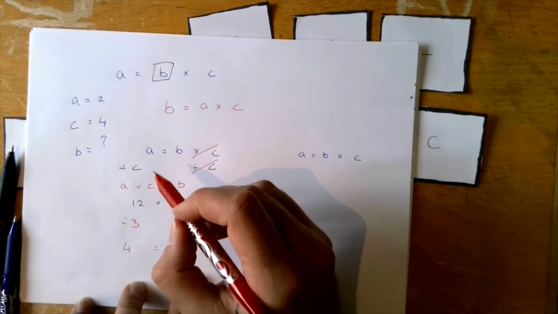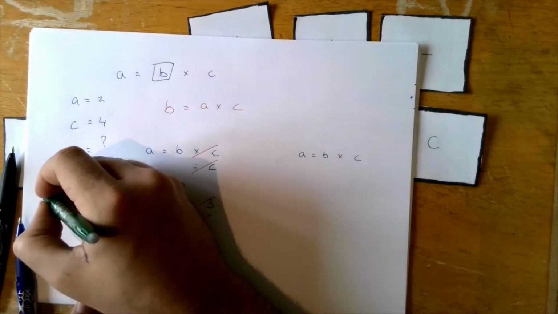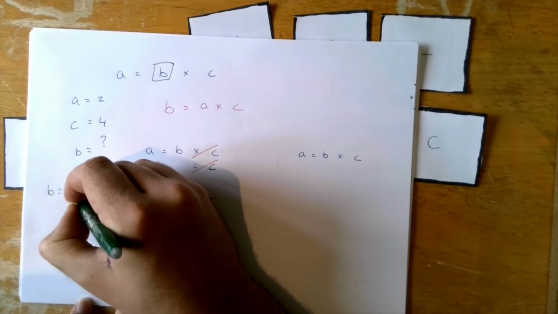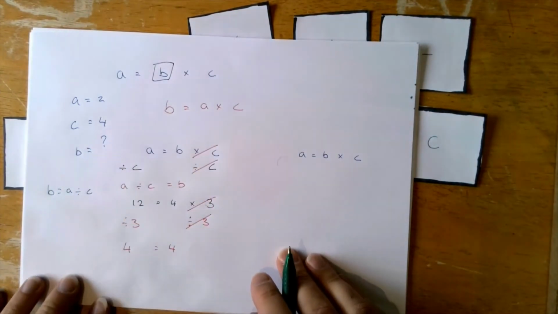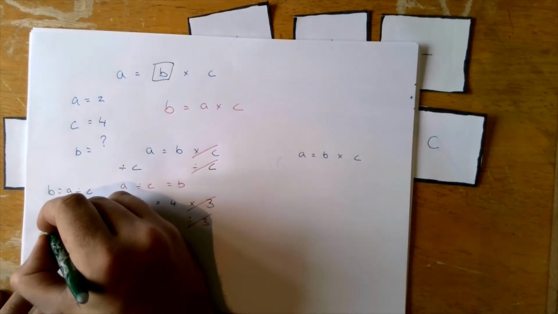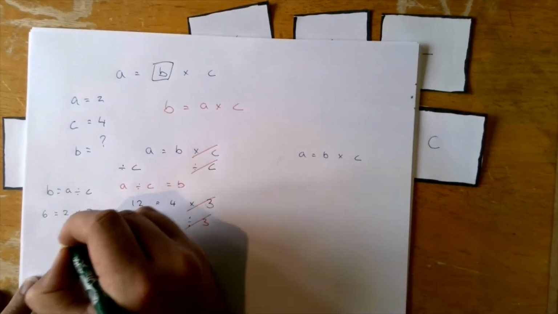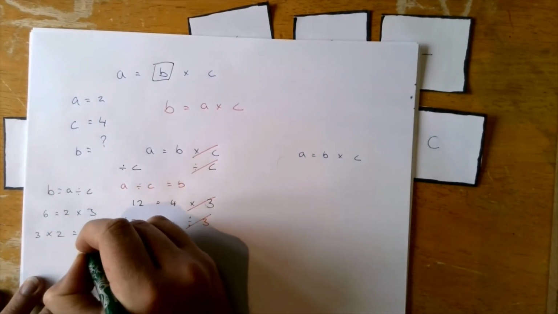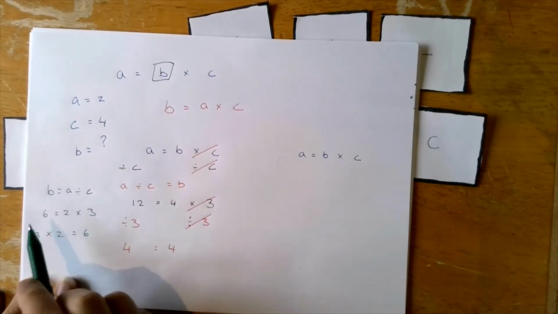Now, some people don't like this. They like it to read like this: b is equal to a divided by c. But it's the same thing either way. 6 is equal to 2 times 3. 3 times 2 is equal to 6. The equals sign goes both directions.